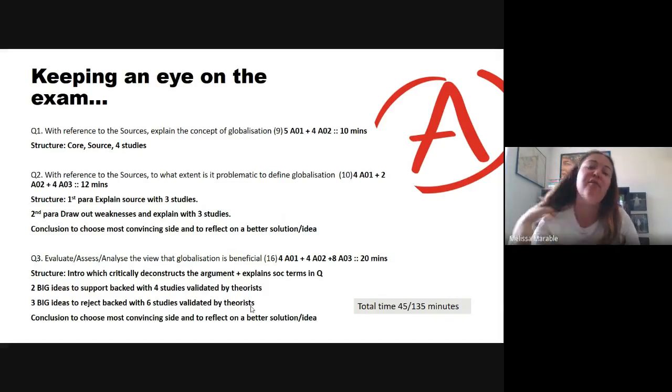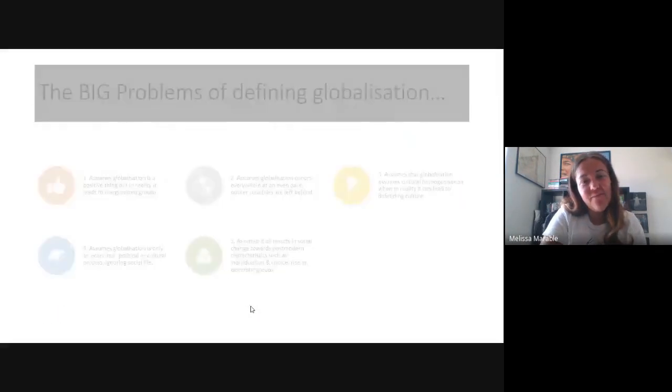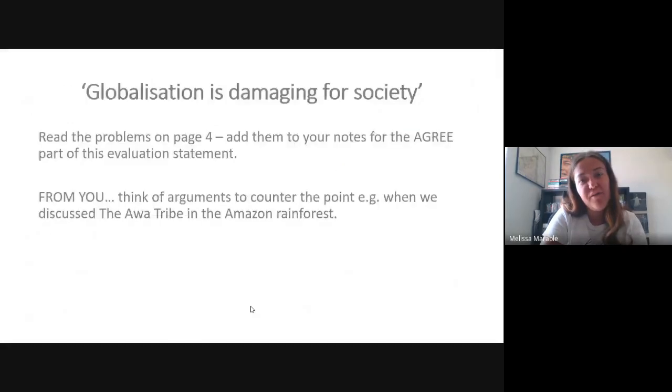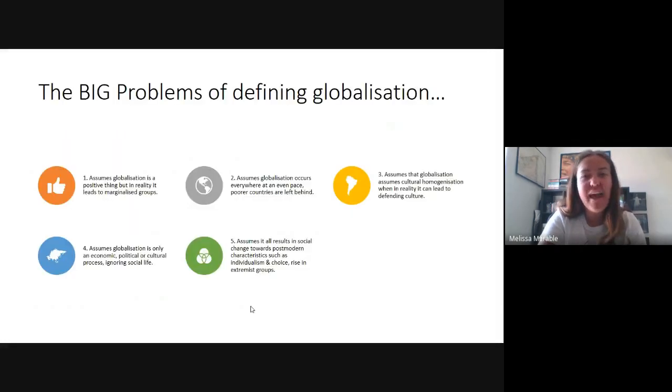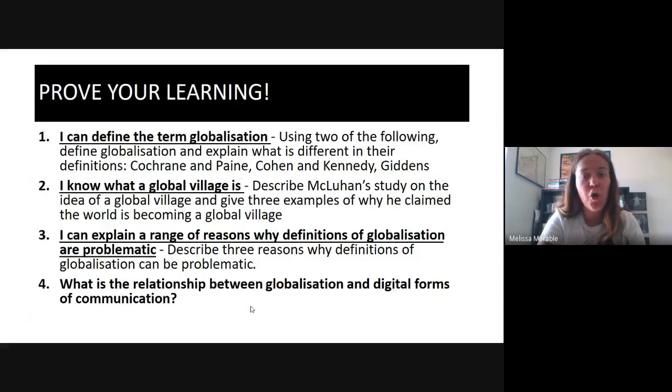Question 2, with reference to the source, to what extent is it problematic to define globalisation? For that one, you can use the same shapes on page 3. And in question 3, evaluate, assess and analyse the view that globalisation is beneficial. That's basically what we did on this task. If you've already done this task, don't worry about question 3 because you've basically done it. But it gives you an understanding of what the exam paper could look like.